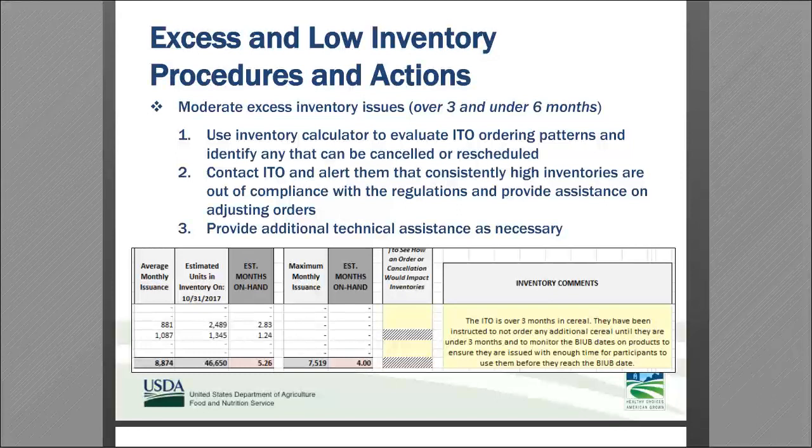In the example on this slide, we've identified a moderate issue. The max guide rate column shows 4 months on hand. The note describes the actions taken. In this case, the ITO was told not to order more until their inventory level went down and to make sure that they were able to distribute product before the best if used by date.